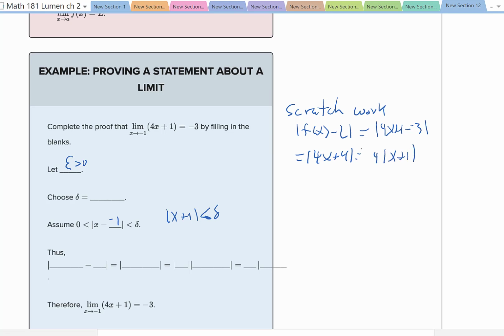Hey, look at that connection we made, x plus 1 back over here. And so that, if we want that to be less than epsilon, as is the definition, because that was an f of x minus L, we can then divide by 4, and the absolute value of x plus 1 is less than epsilon over 4. So that x plus 1 is the part that's related to delta, so we set delta equal to epsilon over 4. So that goes over here.